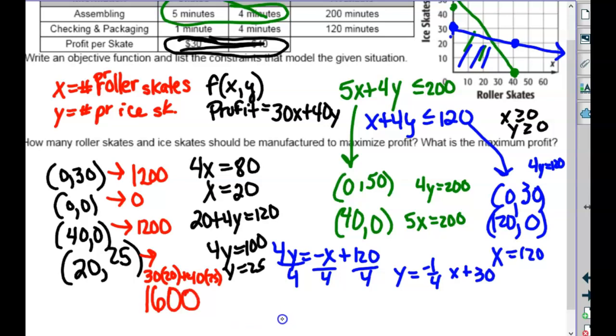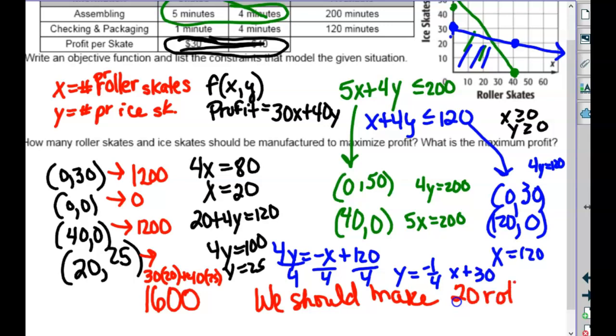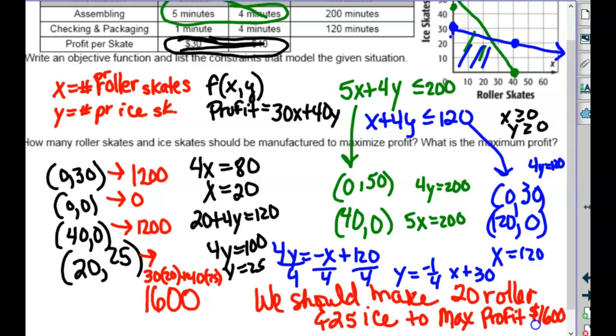So, how many roller skates and ice skates should be manufactured to maximize profit? We should make, I always say we like I'm part of the problem, but we should make 20 roller and 25 ice. To maximize profit of how much? $1,600, yes? Okay.